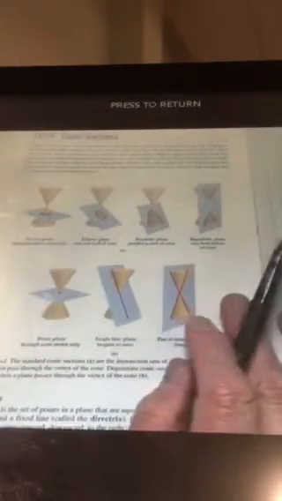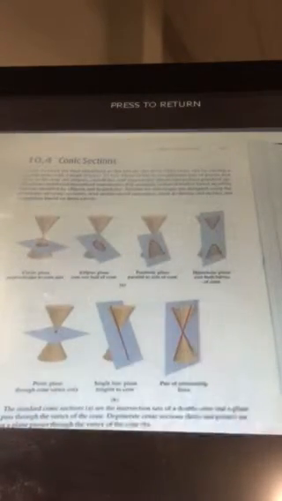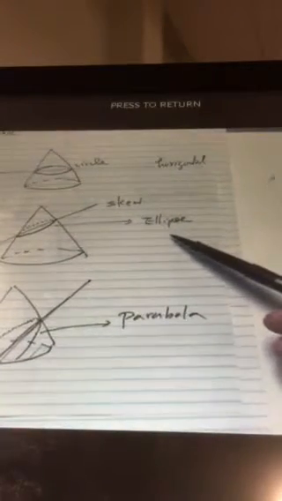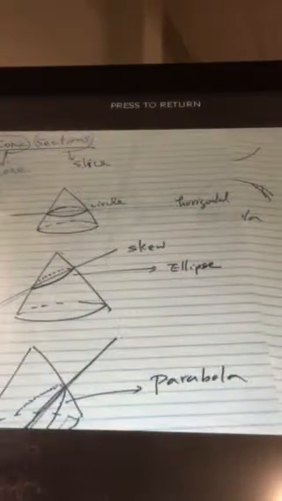So basically, if I slice a cone, I get these four types of graphs. It depends on how I slice the cone. I get either a circle, or an ellipse, or a parabola, or a hyperbola. It depends how I slice. So this is on page 741 in our book, and the picture is very nice over here.